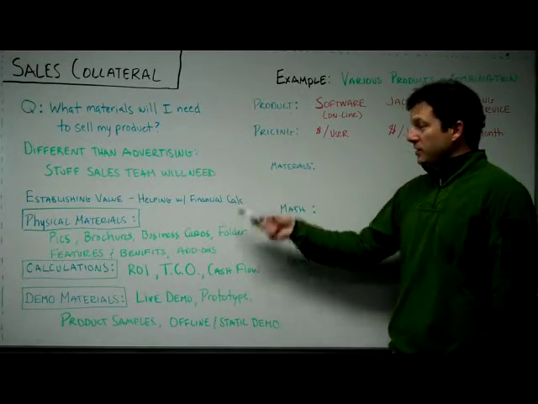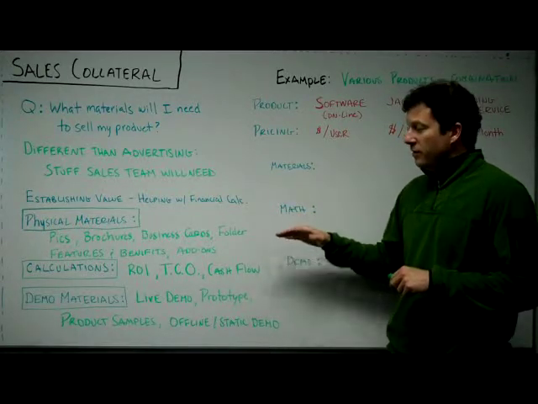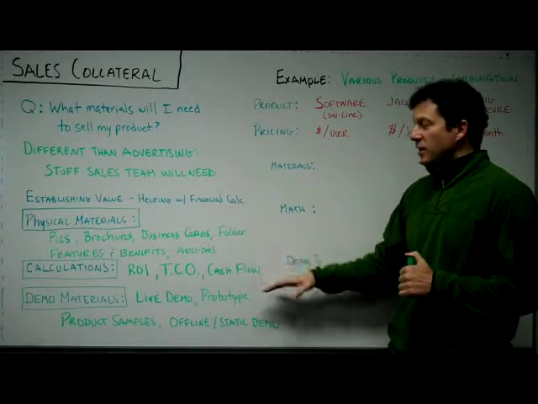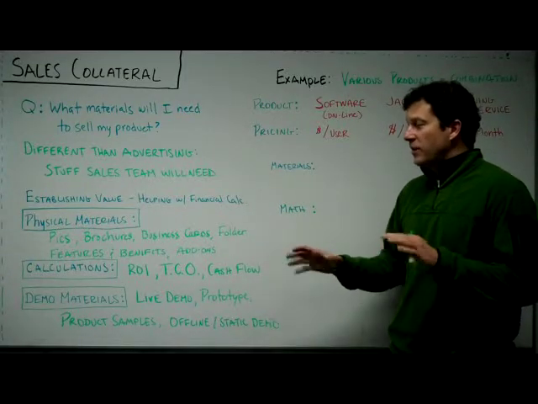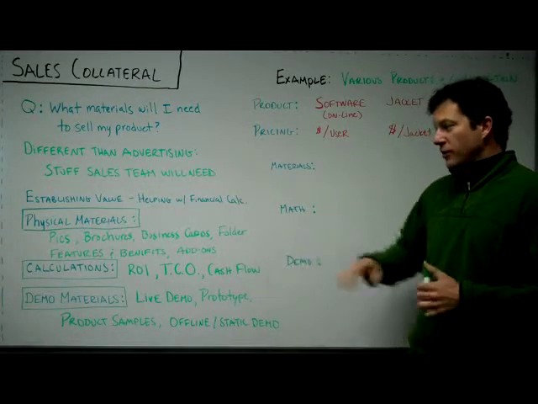So let's split sales collateral into three pieces as a simple starting place. Physical materials, calculations, and demo materials or demonstration materials. Each of these plays a role and most sales collateral can be classified in one of these three pieces. First, let's talk about physical materials.